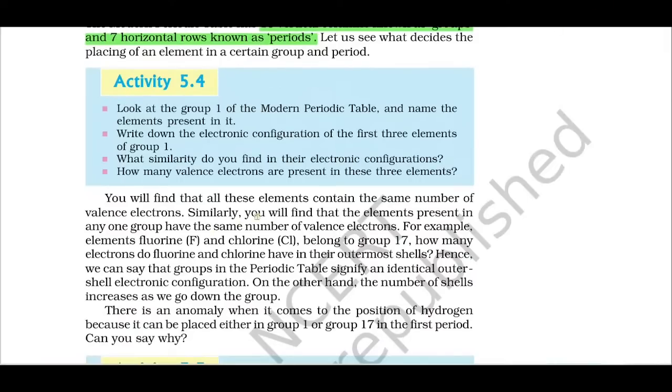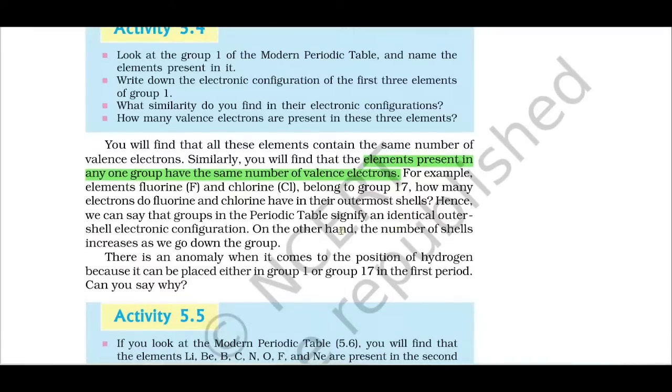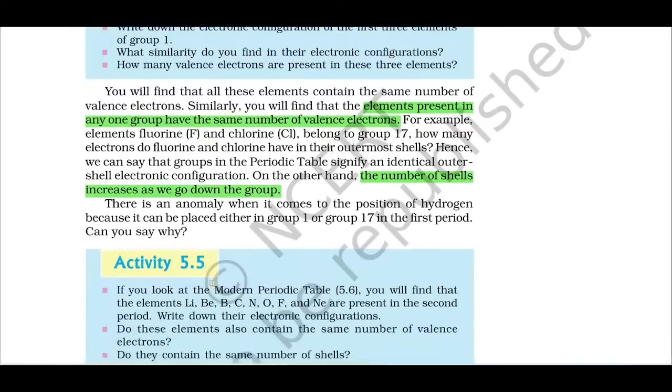The important point you should remember is that the elements present in any one group have the same number of valence electrons. Also, you should know that the number of shells increases as we go down the group, and the valency remains the same.